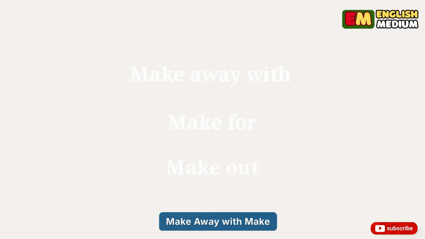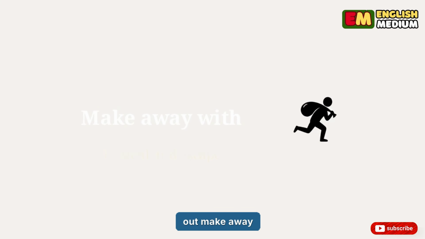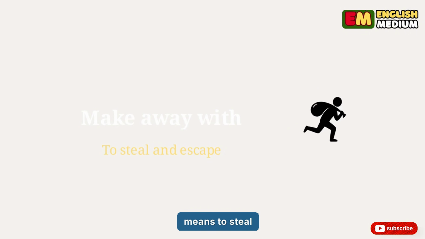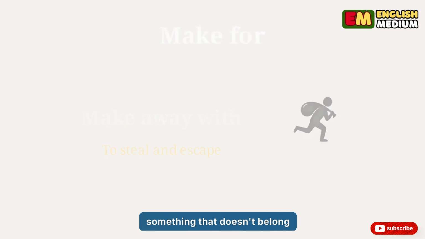Make away with, make for, and make out. Make away with specifically means to steal something and escape. It's the phrase used when a thief takes something that doesn't belong to them and leaves the scene. Make for has two distinct uses. It can describe a physical direction, like making for the exit in a crowded room, but it also describes an outcome, such as how clear goals make for a more efficient team. Context is the only way to determine which meaning is being used.